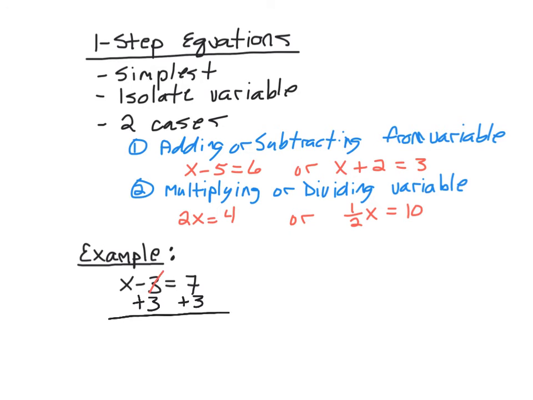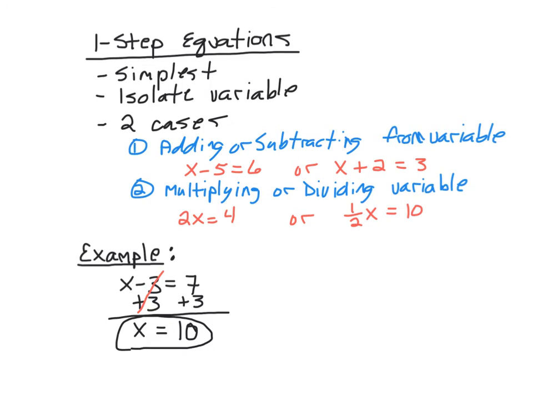Well, negative 3 plus 3 is 0, and so I'm simply left with my x on this side. And then on the other side, I have 7 plus 3, which is 10. And we have now solved the equation. X is equal to 10. That's a one-step equation. I only did one thing. I moved the negative 3 over to the other side.